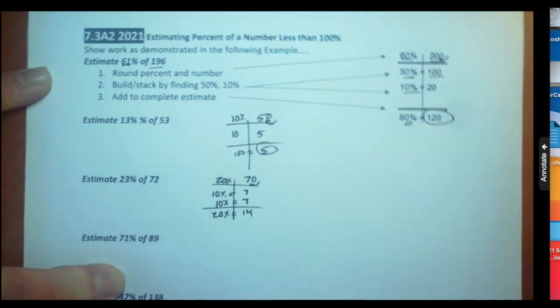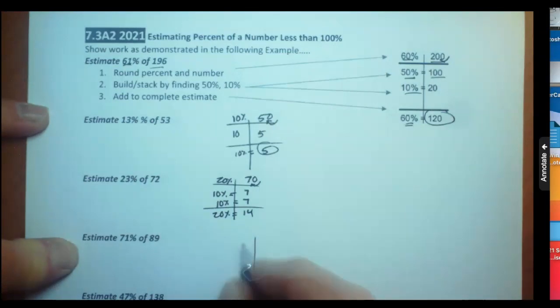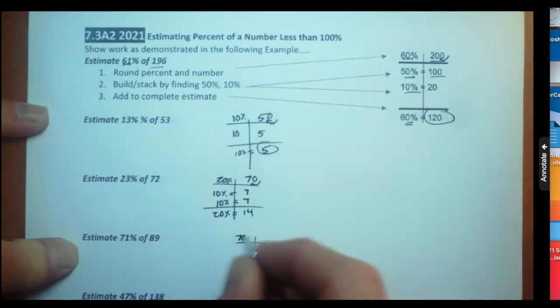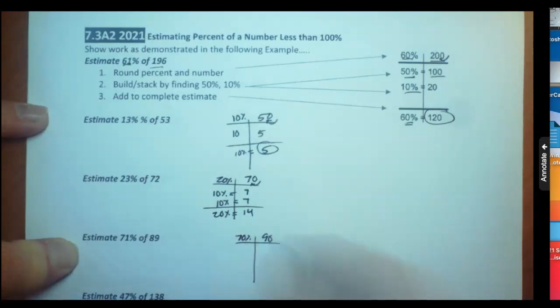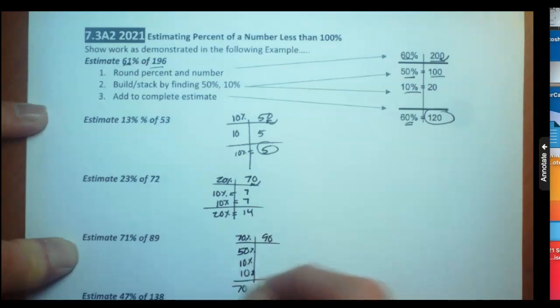We're looking for 71% of 89. So let's go with 70% of 90. We'll just round down on one and up on the other. Okay, let's think about this. Well, we can get to 70% by doing 50%, 10%, 10%, right? So that would be my 70%.